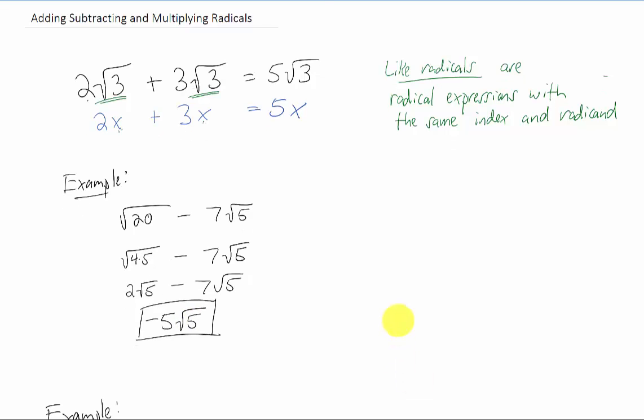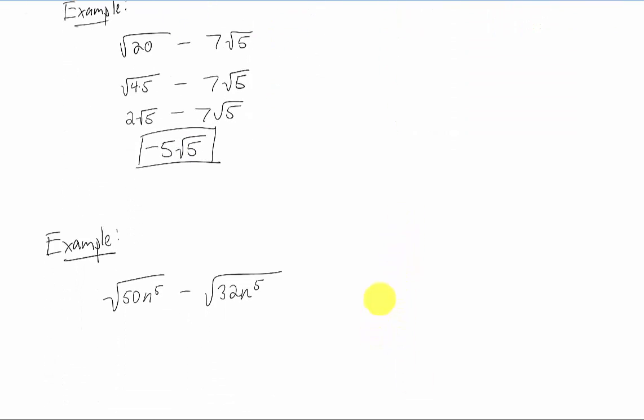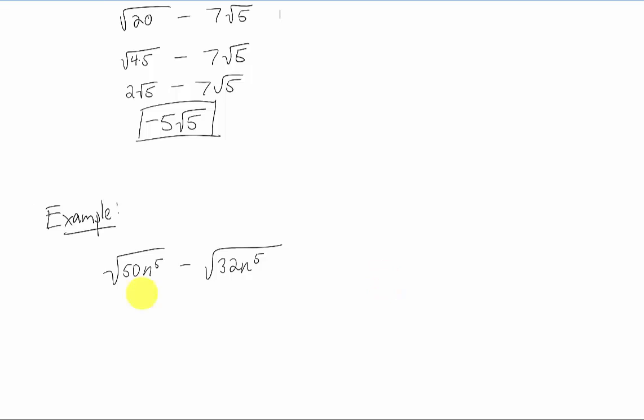Well, there's not much we can do at this point except get a little bit more complicated. Let's see if we can combine these two roots. The index is the same, they're both square roots. We have an n to the 5th under each of the square roots, so that's a good sign. But the 50 and the 32 are different numbers, so we can't immediately combine these two square roots. Let's reduce each of them though and see what happens.